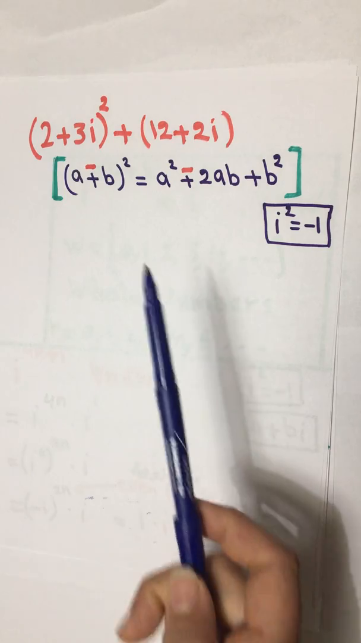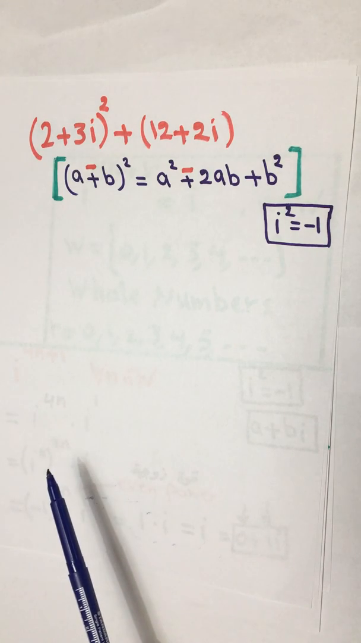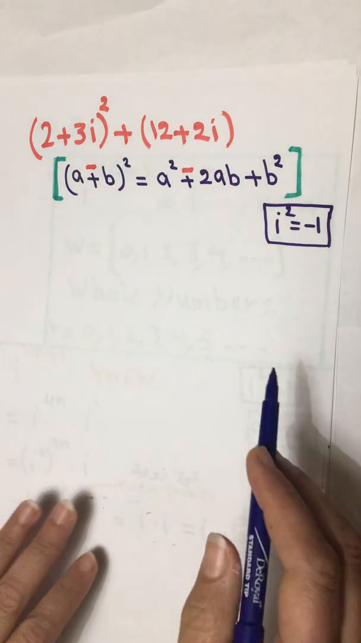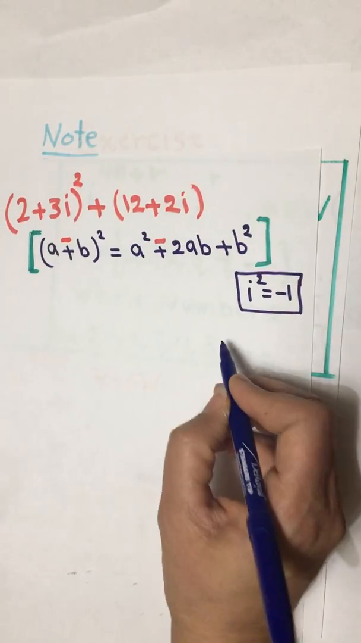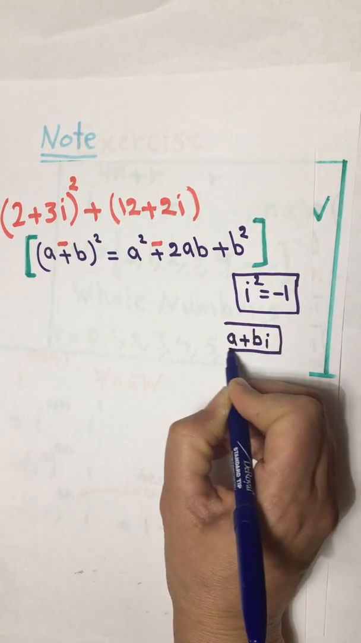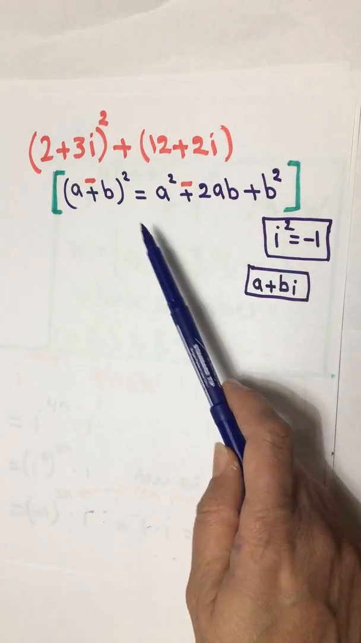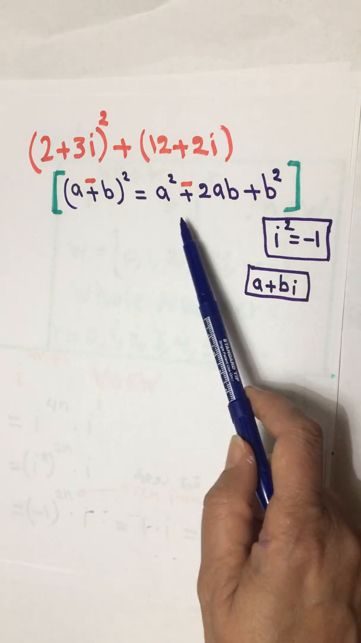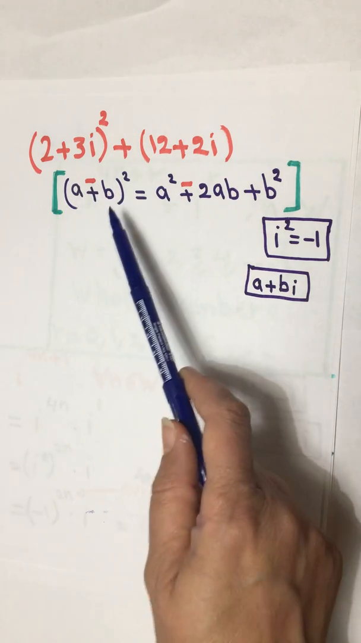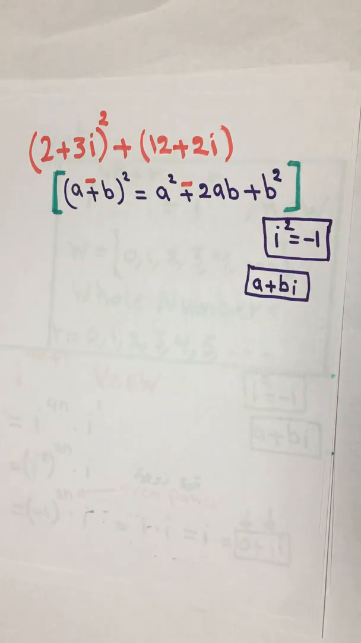I have to convert these two terms to a complex number. يعني لازم أحول هذا المقدار إلى عدد عقدي، والعدد العقدي هو A زائد BI. This is the complex number. I know A plus B squared equals A squared plus 2AB plus B squared. If I have A minus B squared, this equals A squared minus 2AB plus B squared.